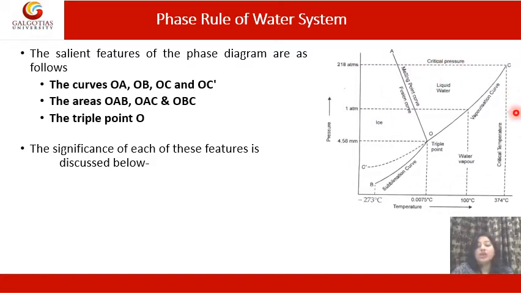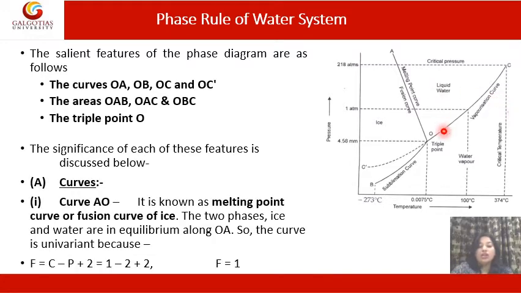First, we consider curves. Curve OA. This curve OA represents the equilibrium between ice and liquid water at the various pressures. The curve shows the effect of pressure on the melting point of ice. As we can see, the curve OA inclines towards the pressure axis, which shows that expansion takes place on the freezing of water and the melting point of ice decreases.